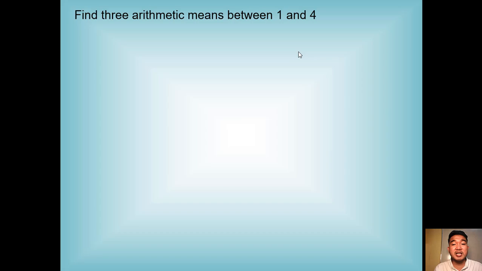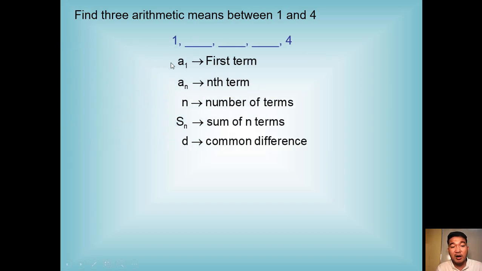Find three arithmetic means between 1 and 4. So we identify our known variables. Our first term is 1, our nth term a sub n is 4, then n is 5 since we have 5 terms here: 1, 2, 3, 4, 5.